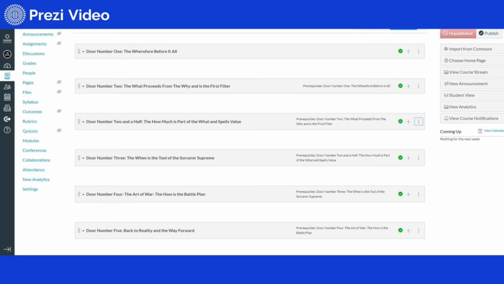Door number 1, the wherefore before it all. I'll explain to you later what it means and what is in store for each module. Door number 2, the what proceeds from the why and is the first filter. Door number 2.5, the how much is part of the what and spells value. Door number 3, the when is the tool of the sorcerer supreme. Door number 4, the art of war, the how is the battle plan. Door number 5, the back to reality and the way forward. Actually, there's a door number 6, and that's a sort of a surprise for all of you.